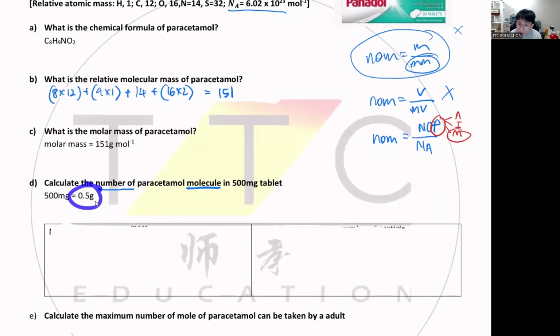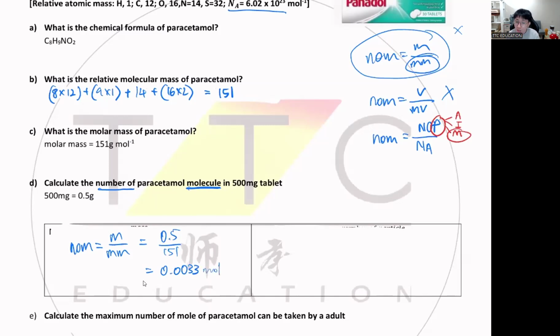Mass is 0.5, and then the molar mass is 151. So my step one will be number of mole equals mass over molar mass. So it'll be 0.5 over 151. Okay, so you press the calculator, 0.5 over 151. So you get what? Very small number, 0.0033. Take two significant figures, fine. Then this one is mole.